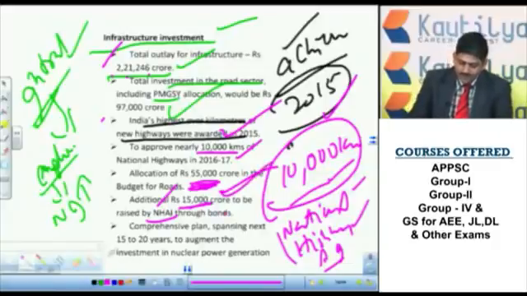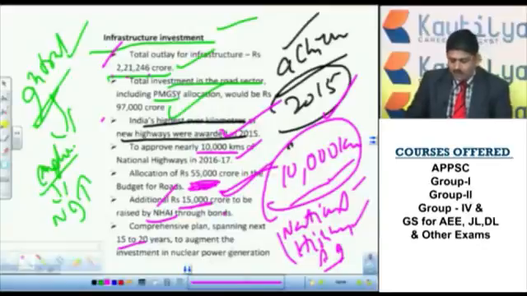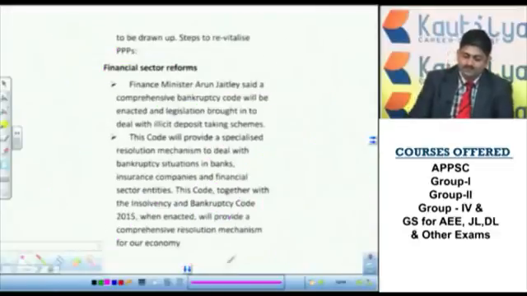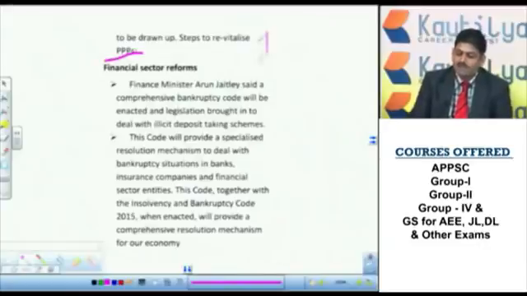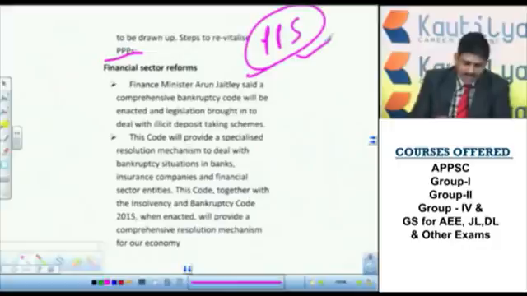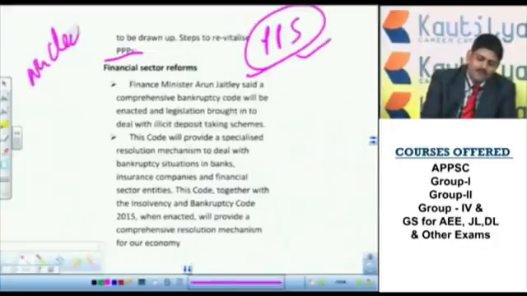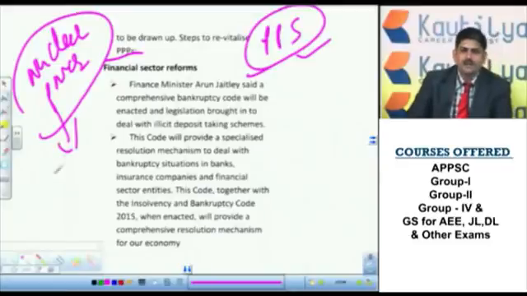Next, in the next 15 to 20 years, investments in nuclear power generation are to be increased. So PPP mode, that means public private partnership mode, was introduced. So what actually is nuclear power? By using nuclear technology, we have to produce the nuclear power.